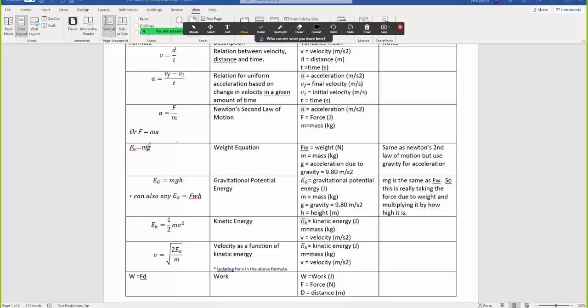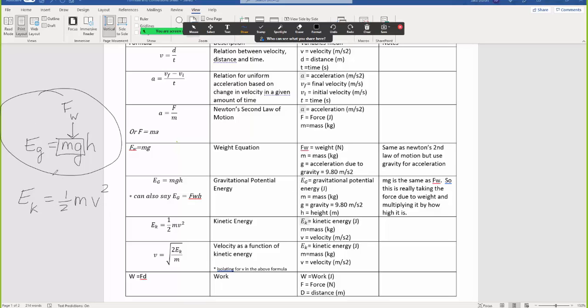So the formulas for these: gravitational potential energy is equal to the mass of the object times the gravitational pull, and then times the height that it's lifted off the ground. And this right here is also the same as weight. So gravitational potential energy is equal to weight times height, or mass times gravity times height. And kinetic energy is equal to 1/2 times the mass of the object times how fast it's traveling squared. 1/2 mass times velocity squared.